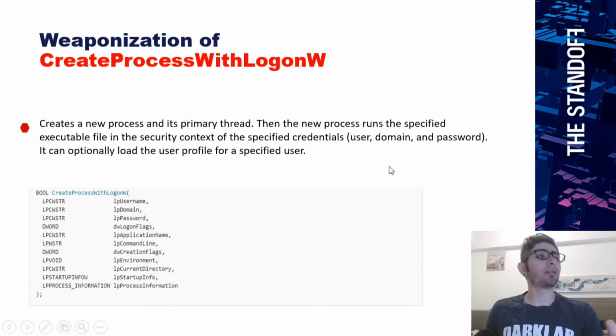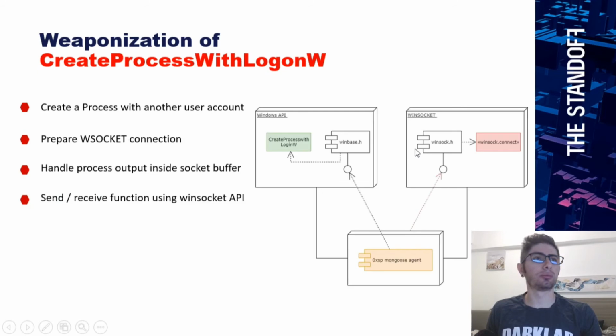It actually creates a new process and its primary thread. Then the new process runs the specific executable file in the security context of a specific credential, like user, domain and password. It can optionally load the user profile for a specific user. I thought that's also optional. So if you look at the picture below from the Windows MSDN library, you see that I have used this API to weaponize it later in the agent. So let's go into details.